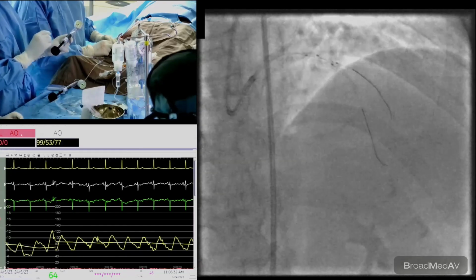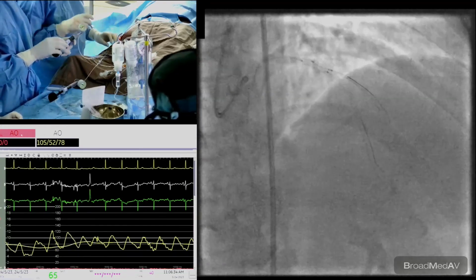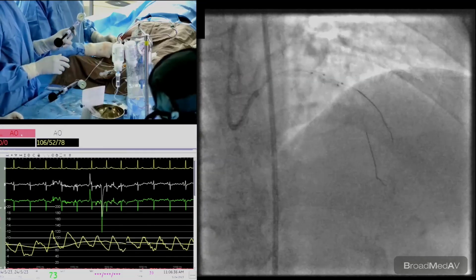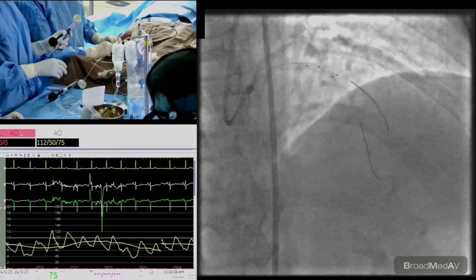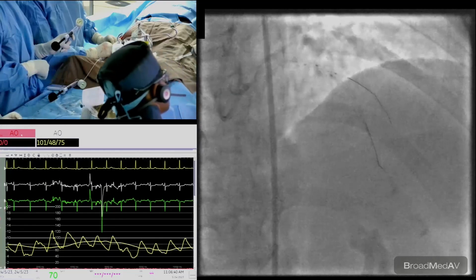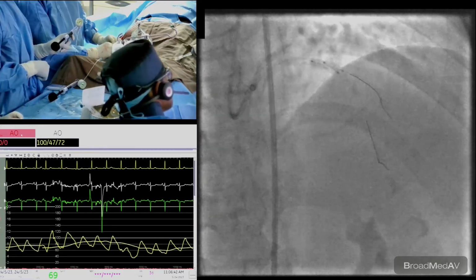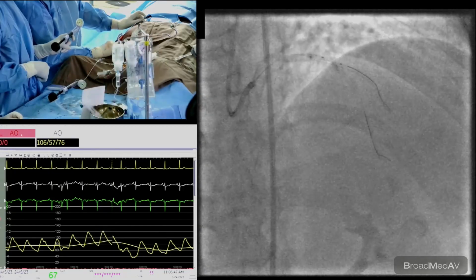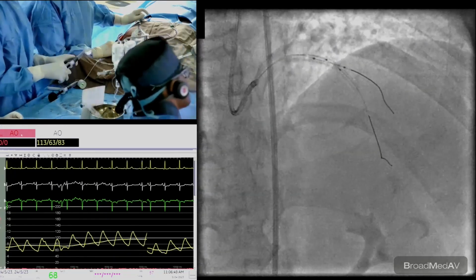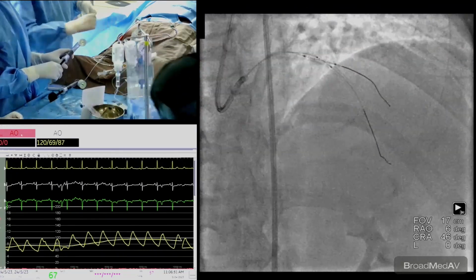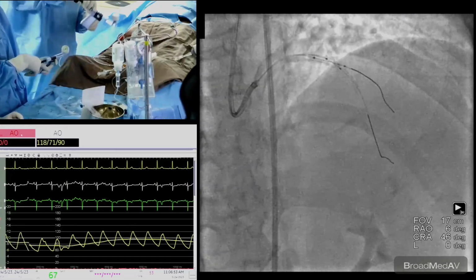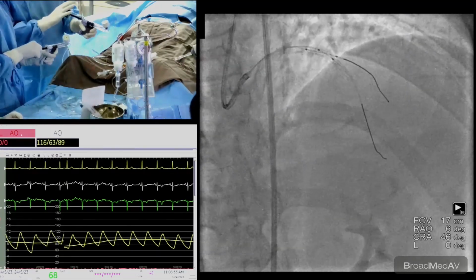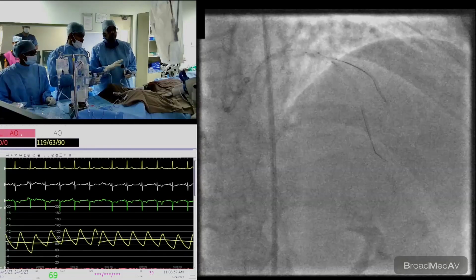Okay. LAD is okay. Now I get that diagonal. Okay. Diagonal is okay. Proximal edge is okay, sir, balloon. Yeah, I think so. It's okay. It's within the stent. Yeah, that's right. Okay. So I will go up and then you'll go up. It's one after the other. Now you go up.